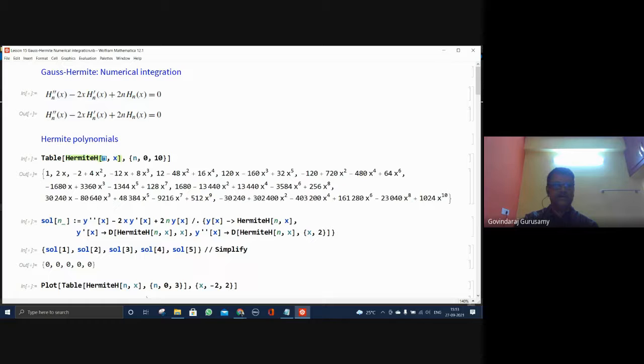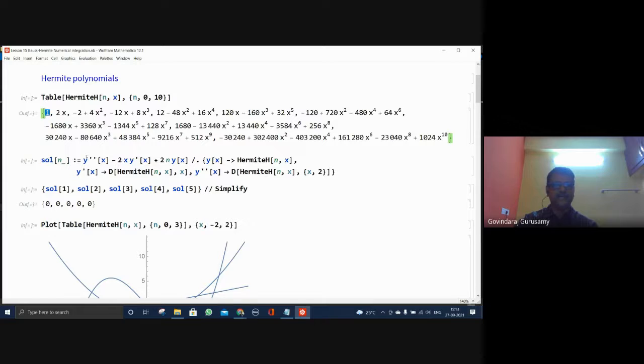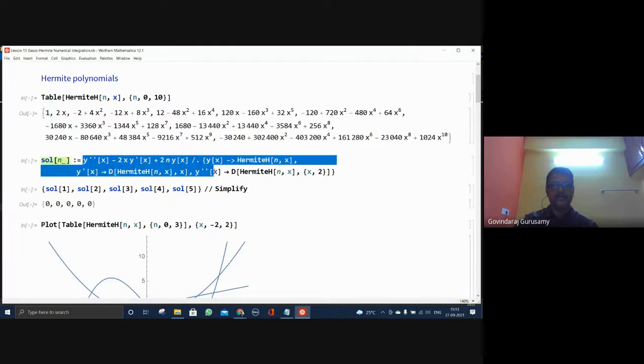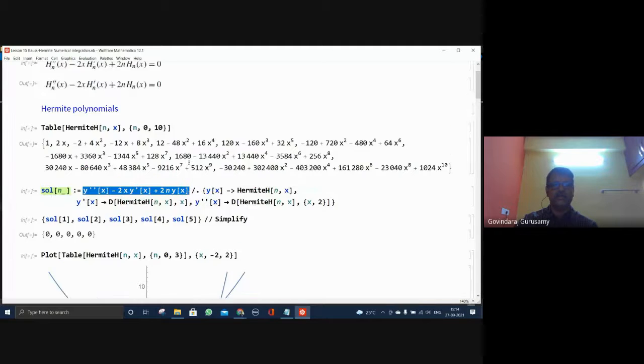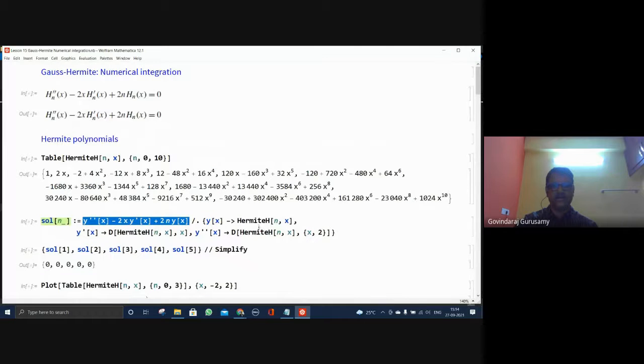values of n. I have shown that this is 1 for n equal to 0, and then 2x when n equal to 1, and then minus 2 plus 4x square, and it goes on like that. When you come to 10, you have it in x power 10. So this is what is special about this Hermite polynomial. As I said, this is a different kind of differential equation, which will again be satisfied by the Hermite H.